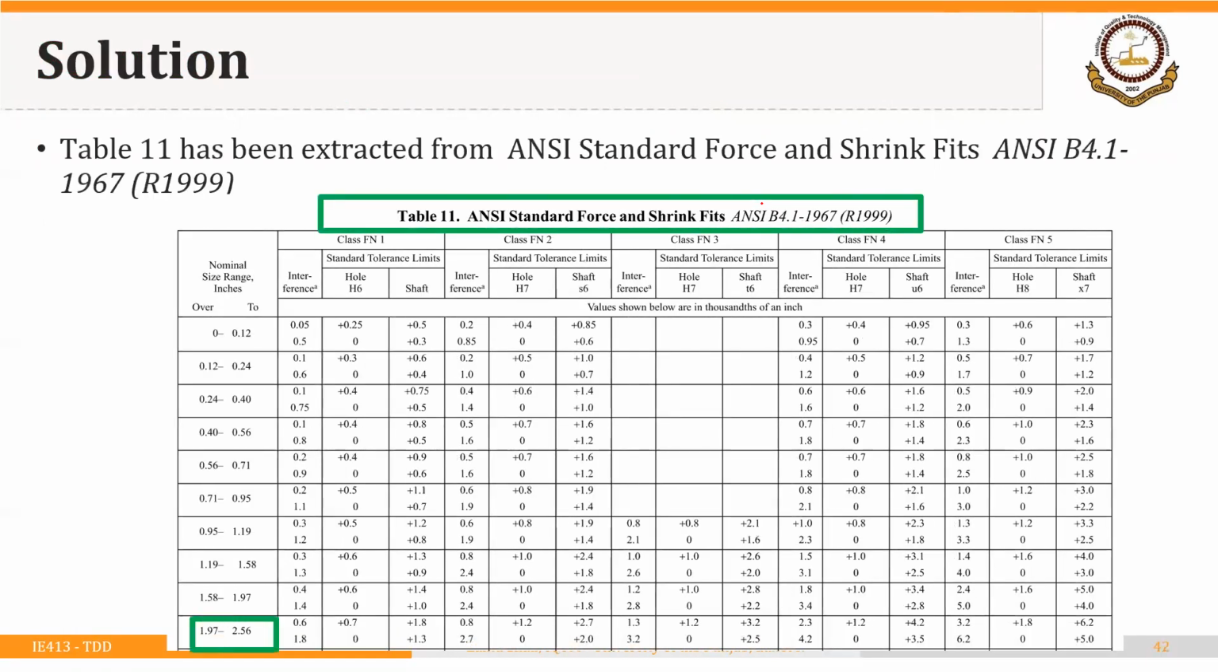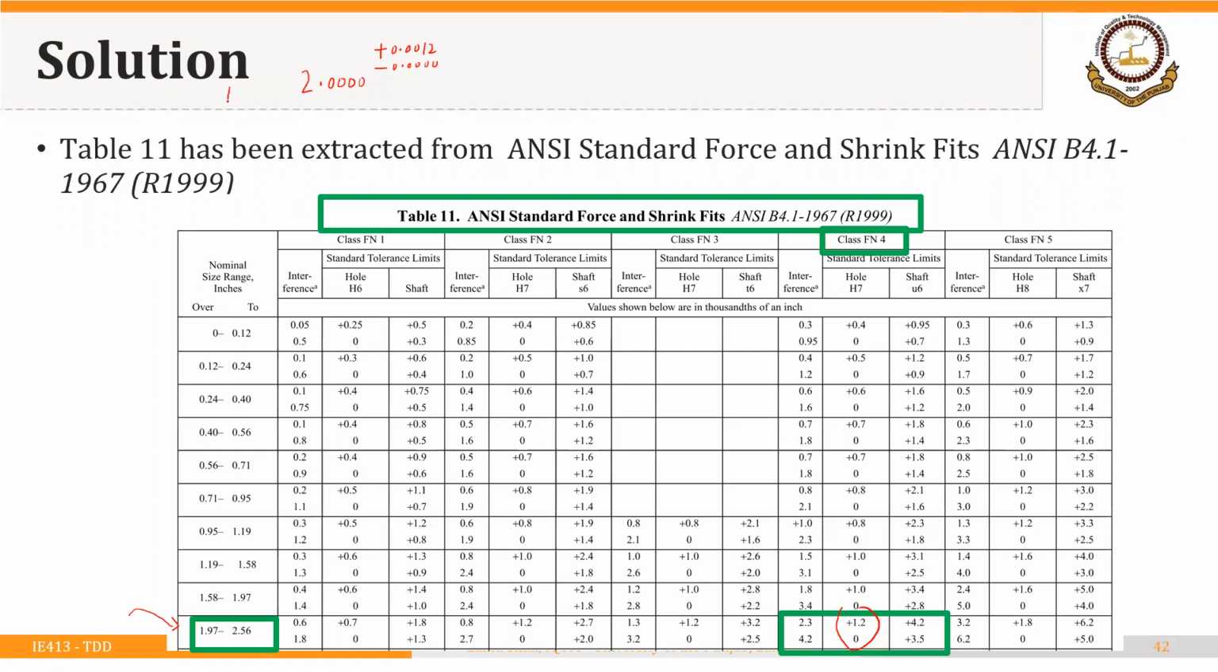So we are having a similar table that we have seen. The size of the fit is 2, so that will lie between 1.97 and 2.56. The class is FN4. And again, we are using the basic hole system. So first we will determine the size of the hole and then the size of the shaft. The size of the hole will be, as we have already seen in different examples, 2.000 plus 1.2 divided by 1000, so that will be plus 0.0012, minus 0.000.